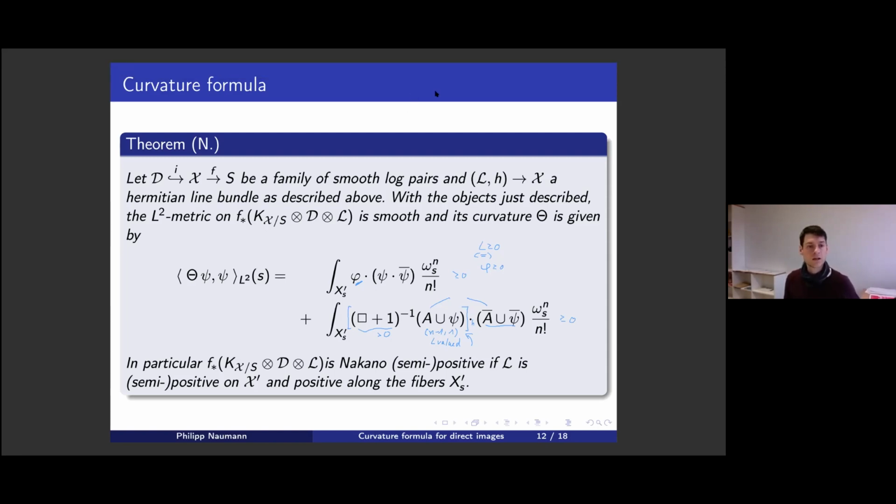Okay, then what's the application for this result here?